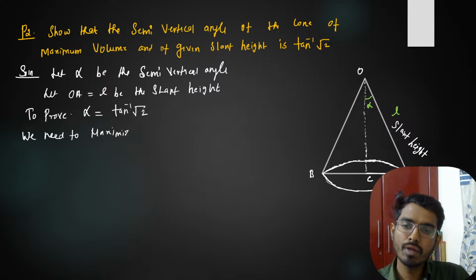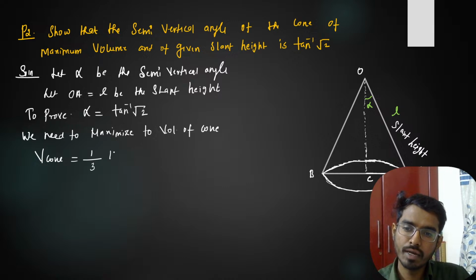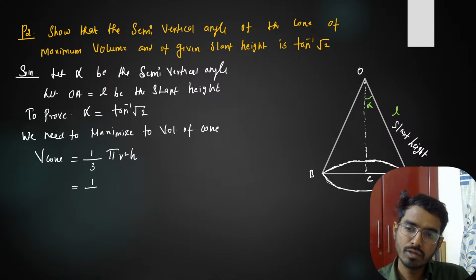In the last problem, we needed to maximize the area of a rectangle. Here, we need to maximize the volume of the cone, right? So what is the volume of a cone? One by three of pi r square h. So one by three of pi times, this is our r, and this is our h.